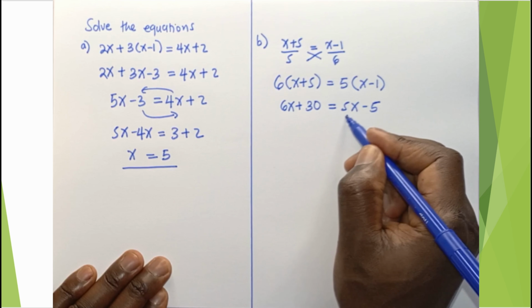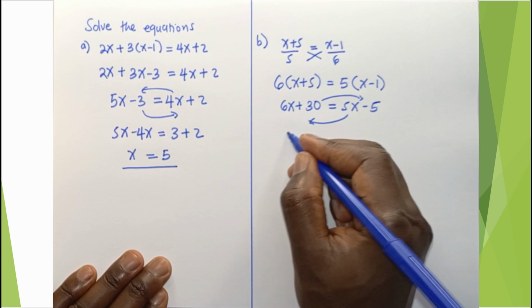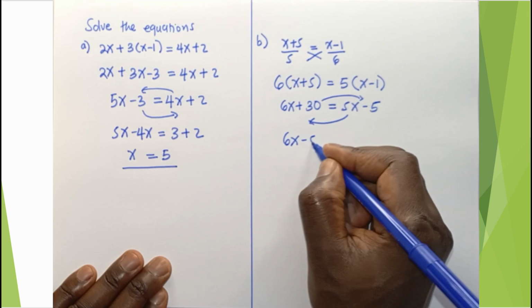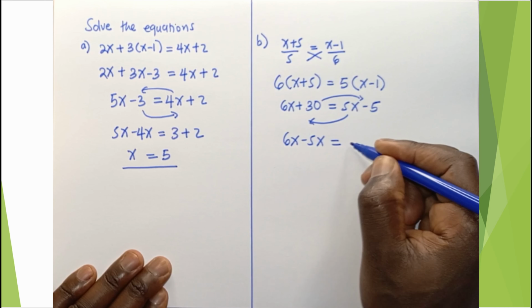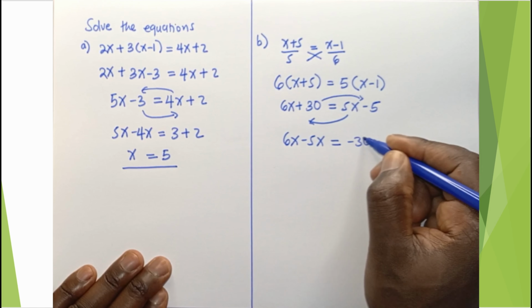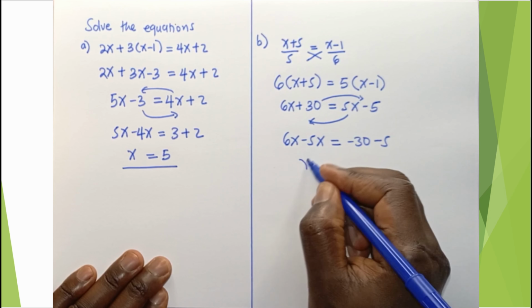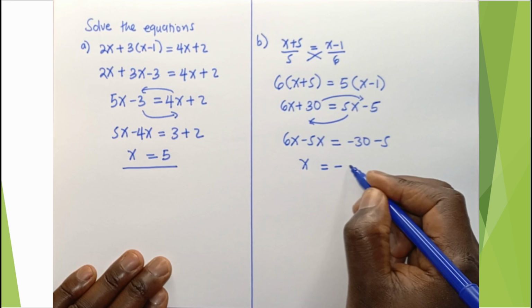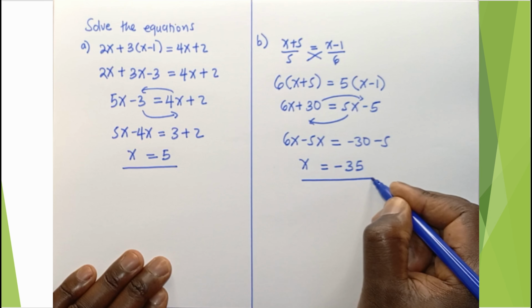So when you collect like terms together and simplify, we end up having 6x minus 5x is equal to negative 30 minus 5. So when you simplify, we have x as negative 35. So these are simple to deal with, and that is how you deal with them.